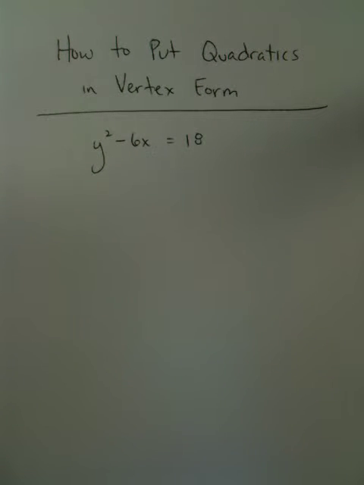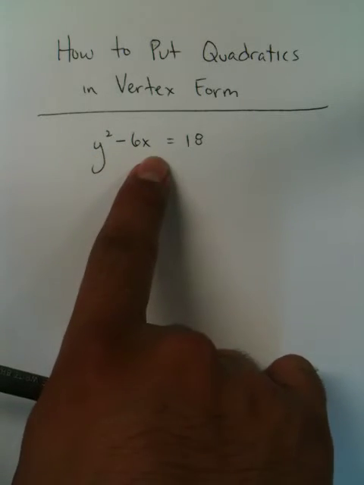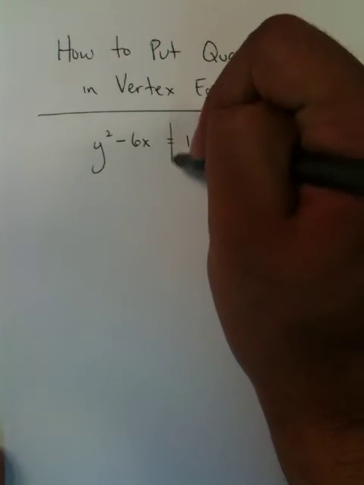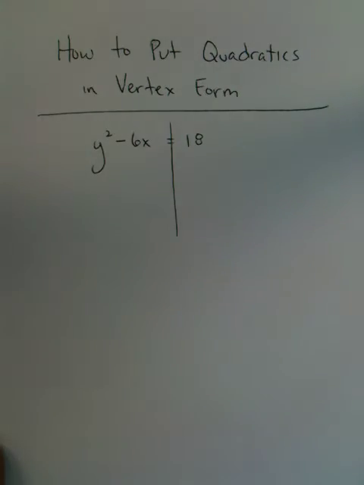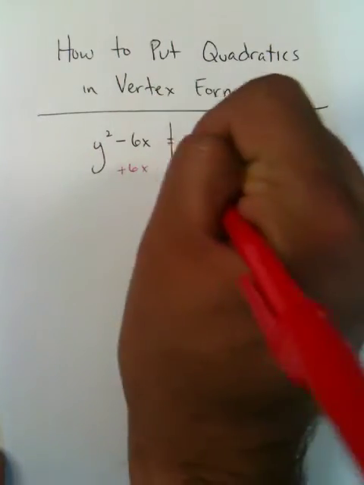Now this problem isn't meant to be as tricky as it seems, but the issue is this. You have a y squared, you have an x, and you have a quantity. Now if you tried to get x by itself, the first thing you would do is start by adding 6x to both sides of the equation.